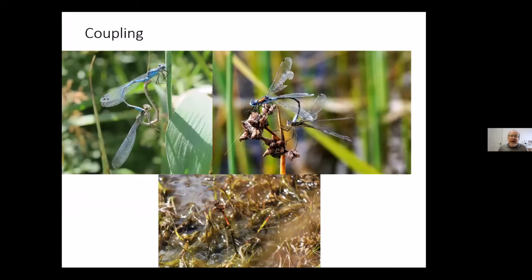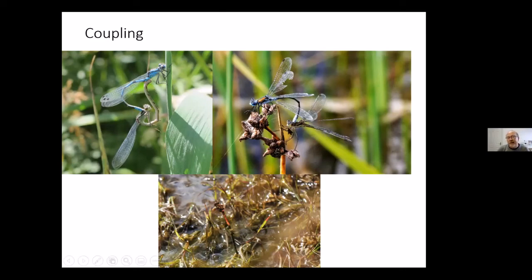In terms of behavior, if you see them physically joined together, this is called coupling, then they are mating. The male is on the top, the female is underneath. As mentioned, the male grabs the female by the back of the neck. The female brings up the vulva onto the body of the male, which you can see on the left-hand side there. They are mating at that moment.